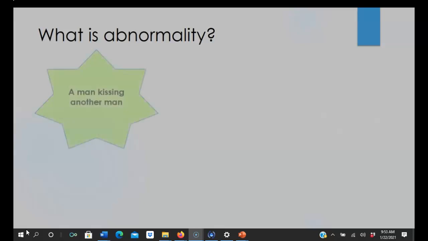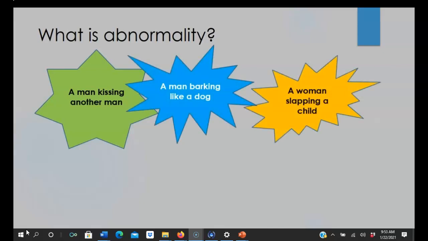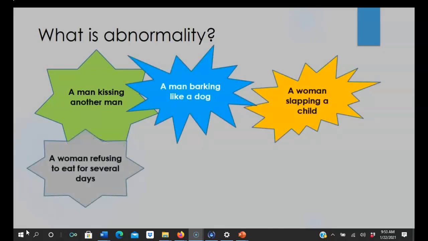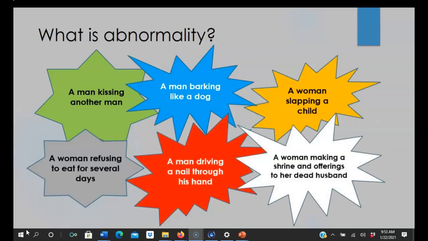Consider these examples: a man kissing another man, a man barking like a dog, a woman slapping a child, a woman refusing to eat for several days, a man driving a nail through his hand, a woman making a shrine and offerings to her dead husband. As you can see, we may need some more information, and we have to consider other things before deciding whether someone is behaving abnormally or not.